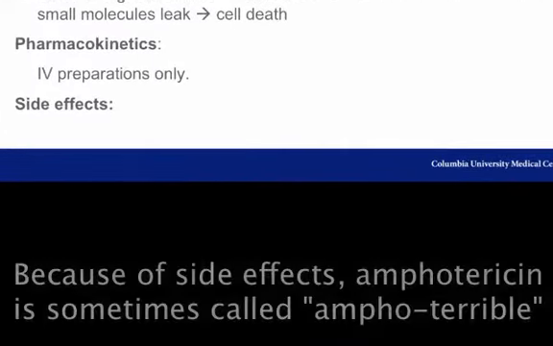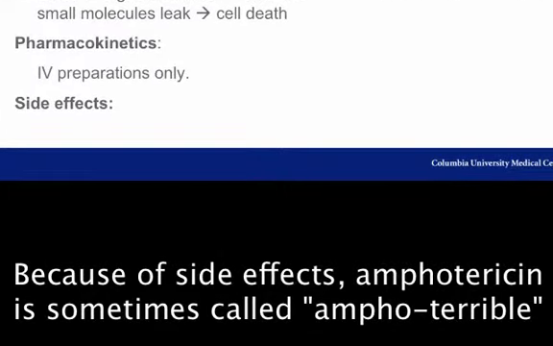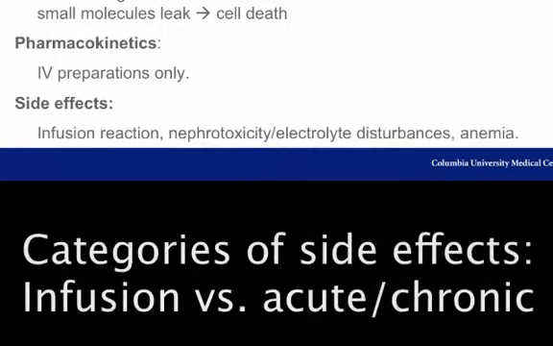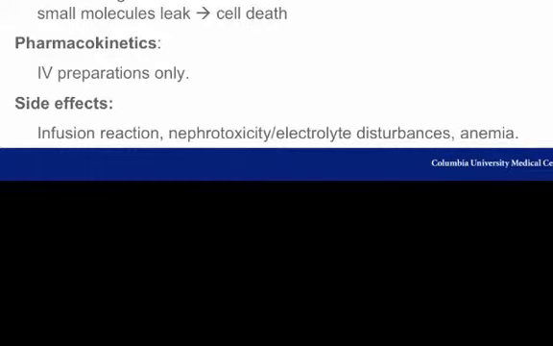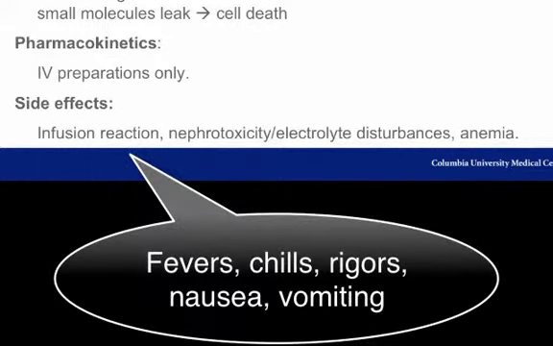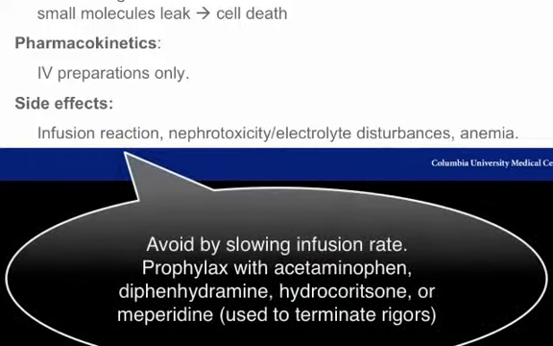The major downside of amphotericin B remains its serious side effects. We can think of these in 2 categories. The first category are infusion reactions. This cytokine-mediated phenomenon is experienced by most patients in the form of fevers, chills, rigors, nausea, or vomiting. These infusion-related side effects may be lessened by slowing infusion time or with prophylactic treatment.